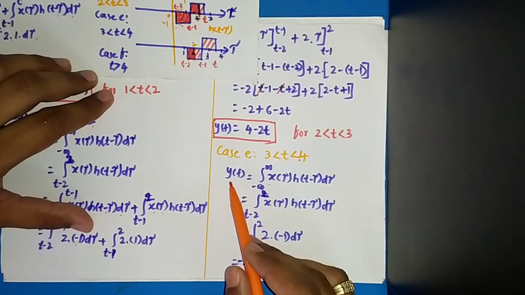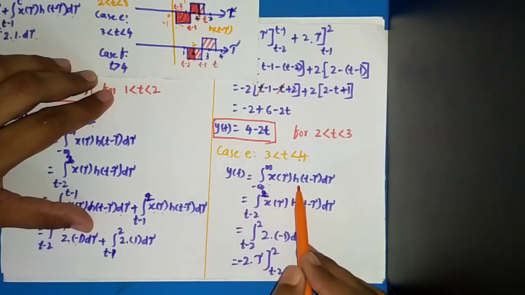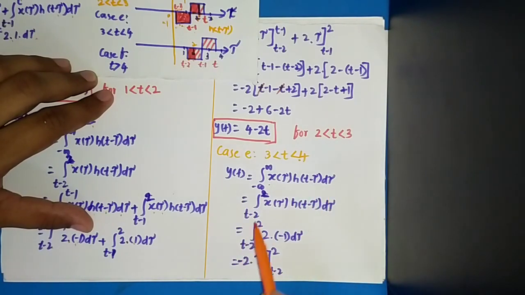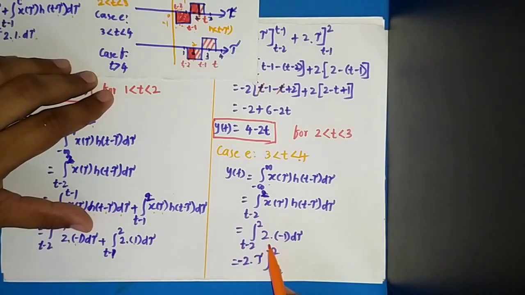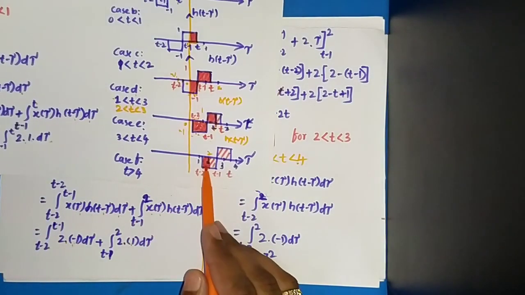So we can have the expression for y of t is equal to integral from minus infinity to infinity of x of tau, h of t minus tau d tau, okay, which is simply equal to integral from t minus 2 to 2 of x of tau, h of t minus tau. Okay, so there are no multiple intervals, it is a single interval, t minus 2 to 2, into minus 1, because in this interval it is minus 1, you can see here.